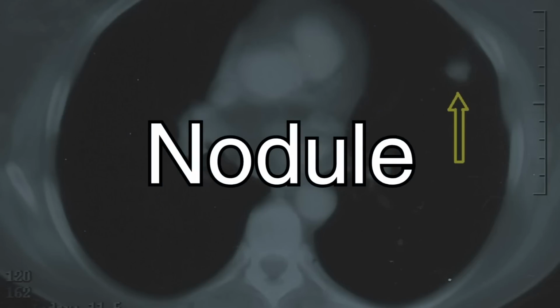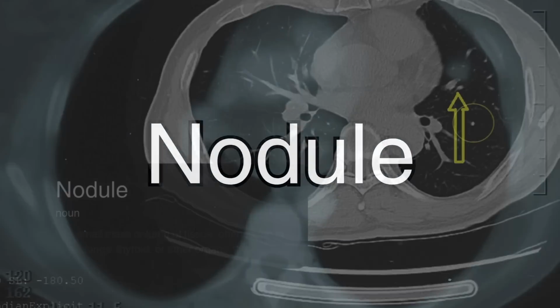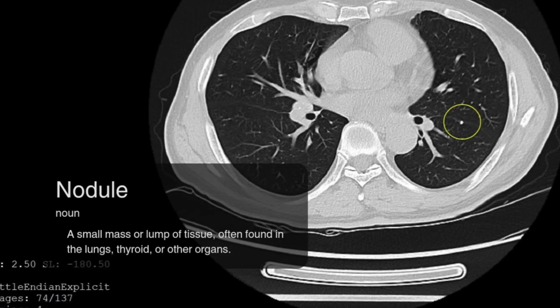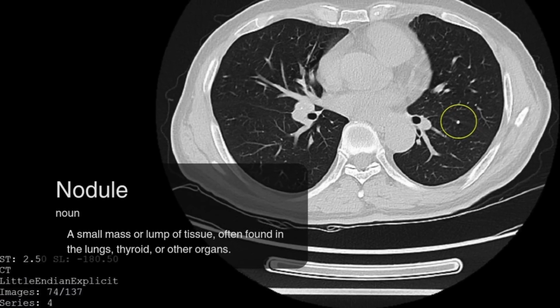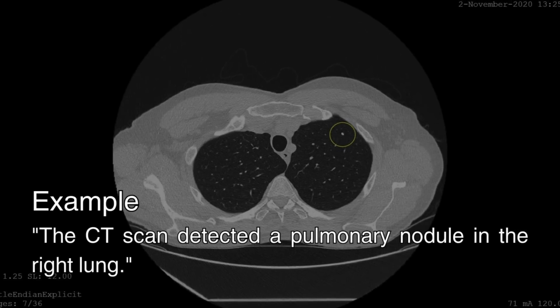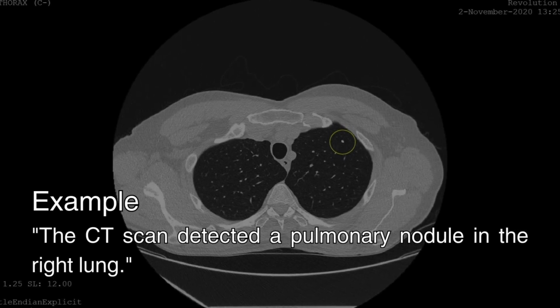Nodule. A nodule is a small mass or lump of tissue, often found in the lungs, thyroid, or other organs. The CT scan detected a pulmonary nodule in the right lung.